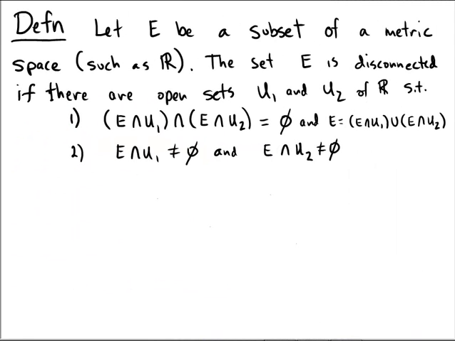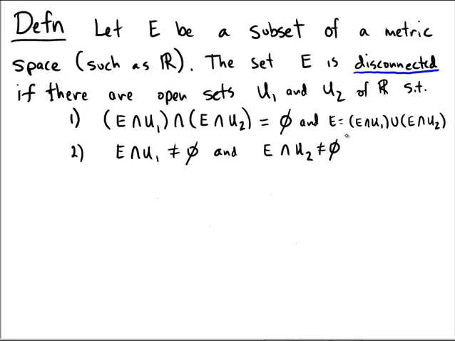It's really just not being disconnected. So disconnected is the first definition that we're going to apply here. Let E be a subset of any metric space such as R, and we will say that the set E is disconnected if there are open sets U1 and U2 of R in this case, such that E intersect U1 intersected with E intersect U2 is empty, and the union of those two relative intersections would be all of E.